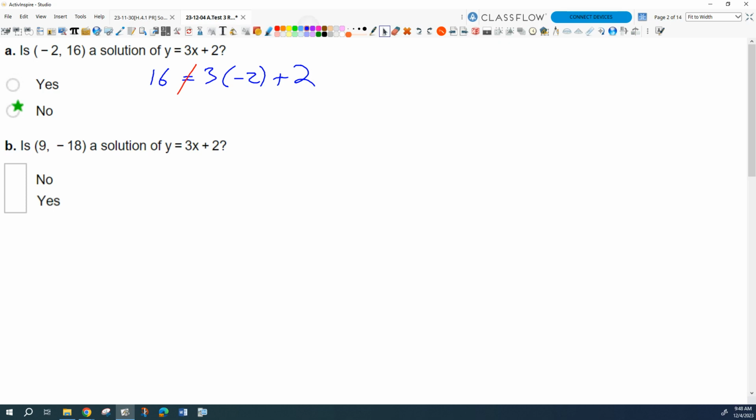And then we go down here and try that again with this solution. We're going to use the same equation, right? So y is becoming -18. X is becoming 9. Let's see, 3 times 9 plus 2. Okay, does that work? 3 times 9, that doesn't work either, does it? Okay. So those were both no's.